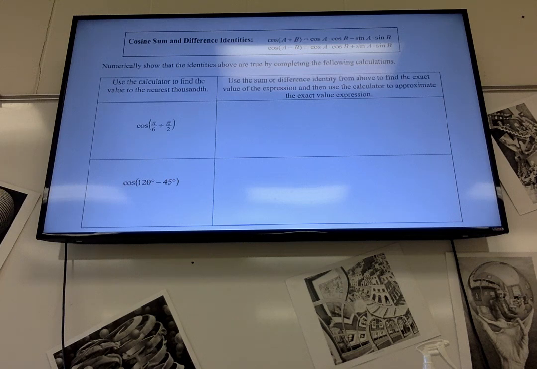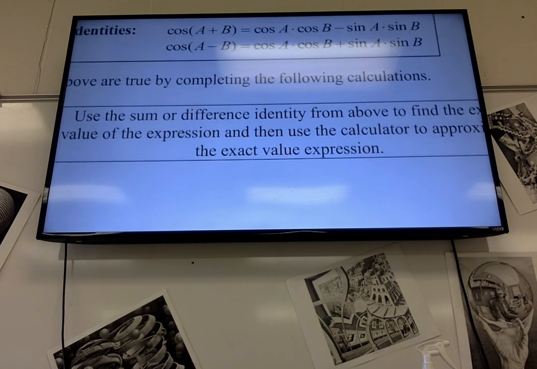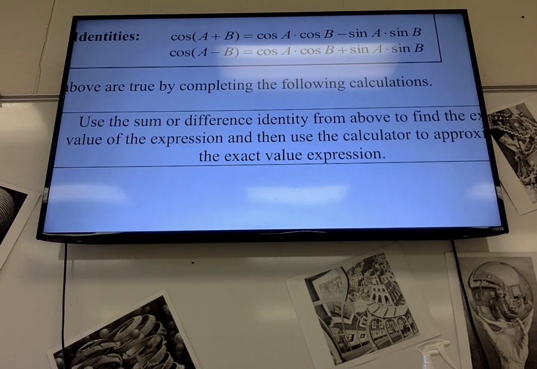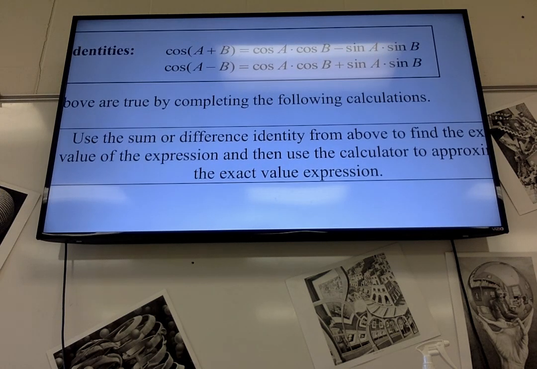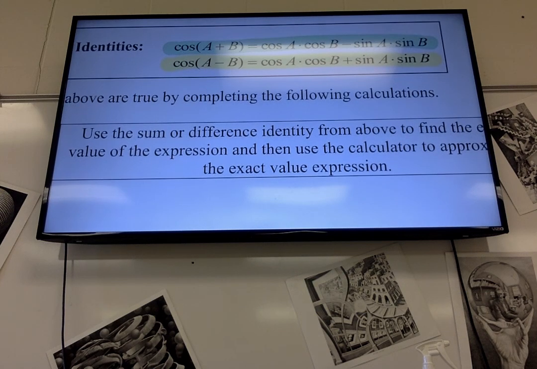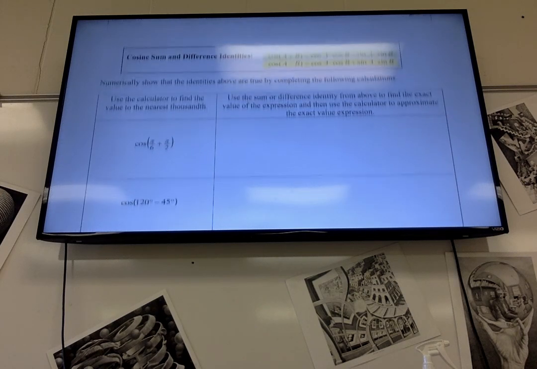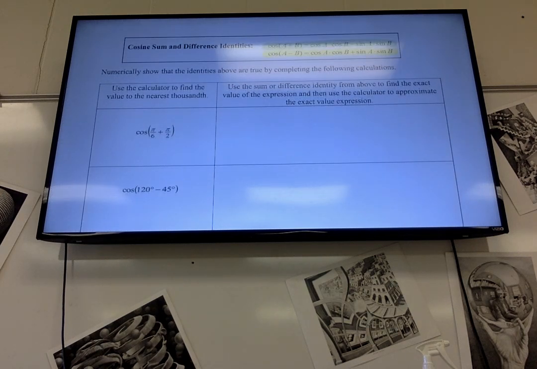Cosine sum and difference identities. There they are. They're on your sheet. They look a little bit different than the sine sum and difference. For the sine ones, we had it mixed up, the sine and the cosine. For the cosine ones, all the cosines are together and all the sines are together, and it's reversed. Notice the one that has cosine of A plus B is actually subtraction. Now again, you're not going to have to memorize these. I will give you these formulas, and you can use that chart to get it filled out.